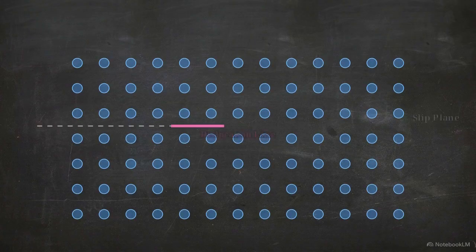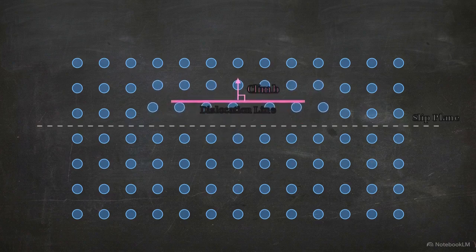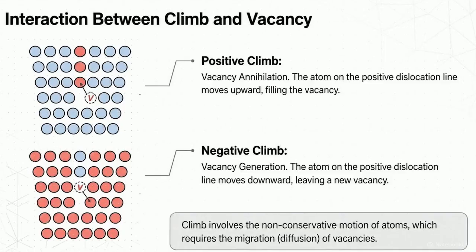Climb occurs when a dislocation line moves perpendicular to its normal slip plane. This diagram illustrates climb and lattice vacancies. In positive climb, an atom on the dislocation line moves vertically upward to fill a vacancy right above it. When the atom shifts into that gap, the vacancy is annihilated, shifting the entire horizontal plane upward.